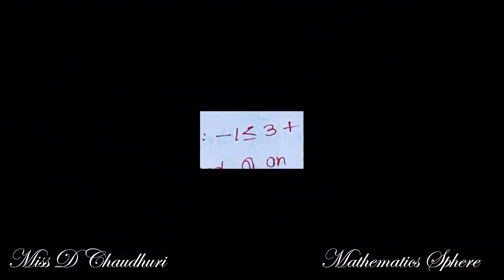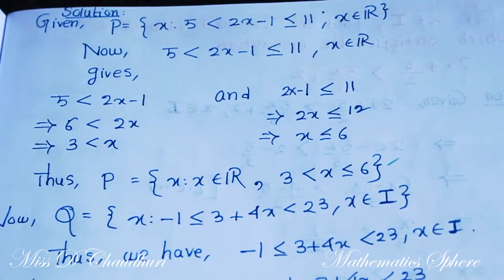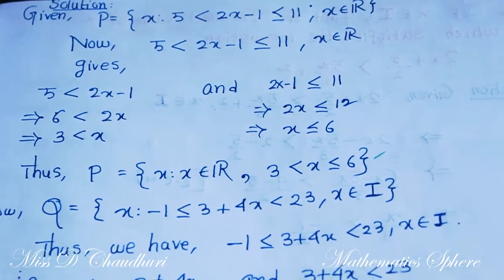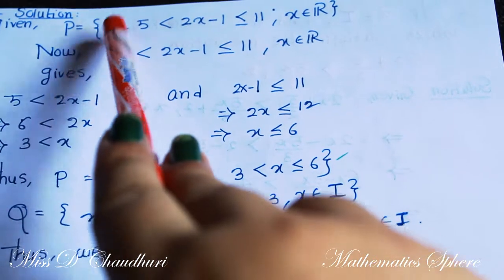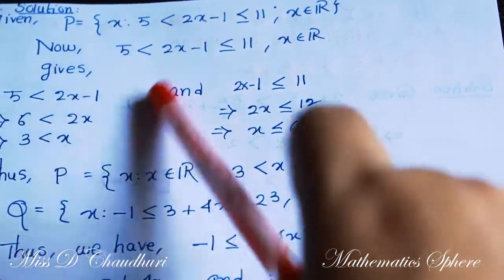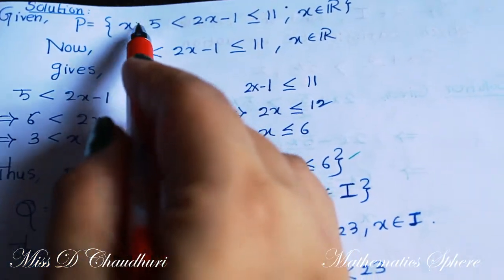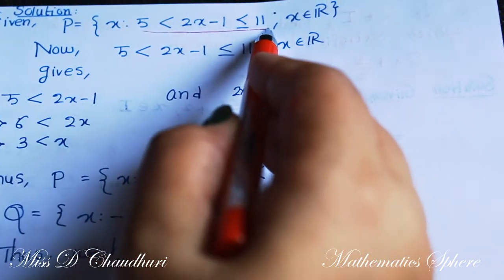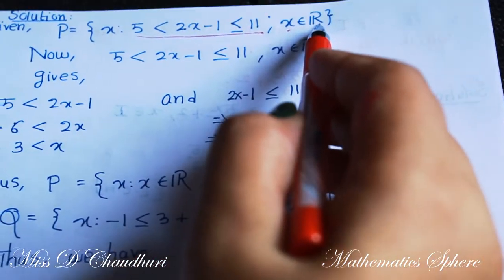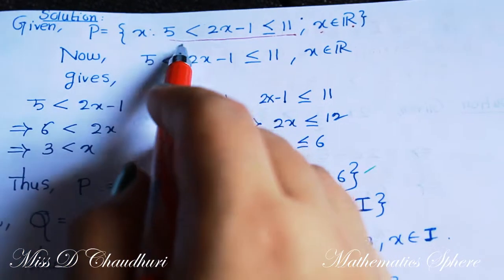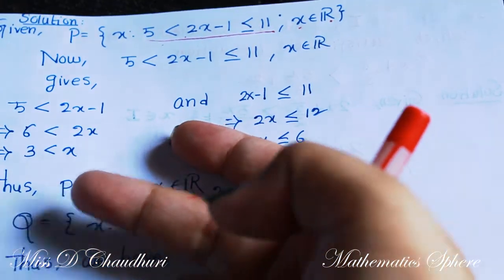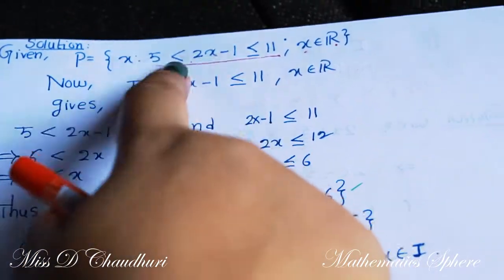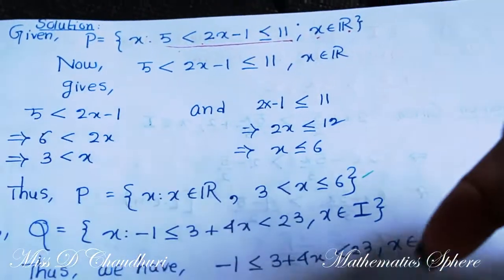So let's see. We are going to solve it one at a time. First we will look into the set P. It is given P equal to x such that, this part is the inequality part, x belongs to R, real numbers. Here again we can see this is a bit complicated question. First of all, two inequations are there, in one statement. So one by one you will have to solve.